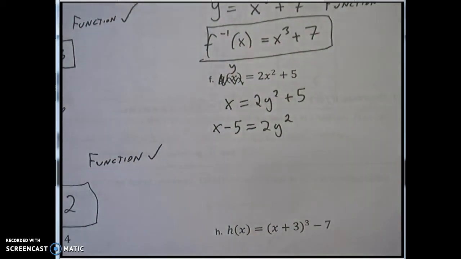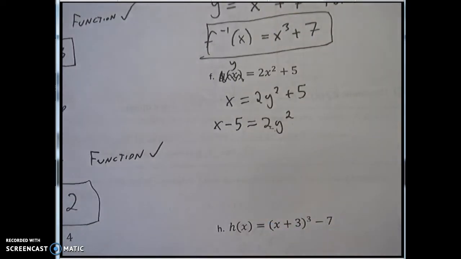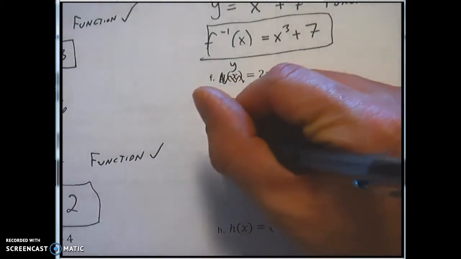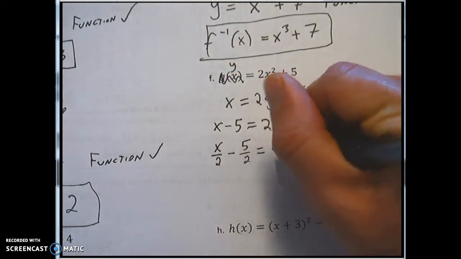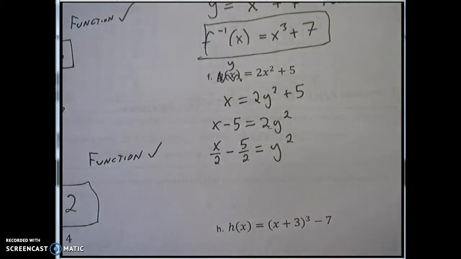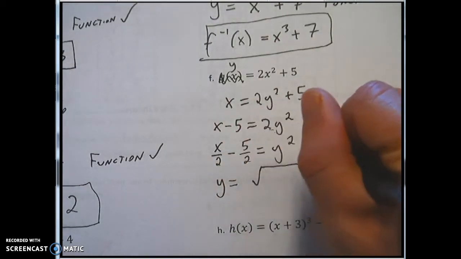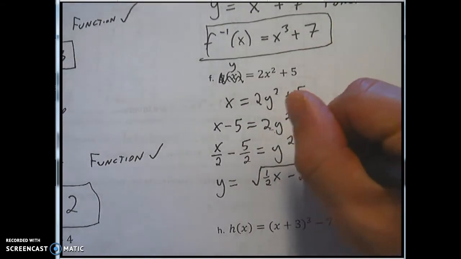Now you might be inclined to get rid of the square by taking the square root of both sides, but you don't want to do that yet, because when you take the square root of this, you'd be taking the square root of 2. And that's going to complicate things, so you actually want to divide both sides by 2 first. x minus 5 over 2 equals y squared. And now you can go ahead and take that square root. y equals the square root of 1/2 x minus 5/2, which is just 2.5.